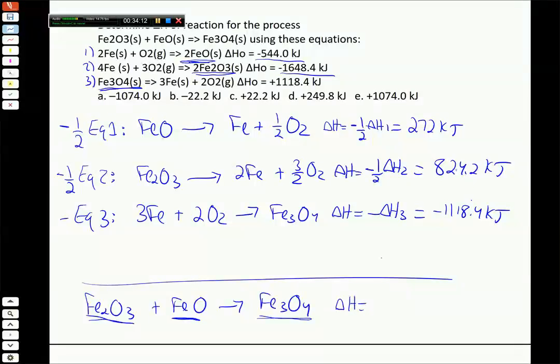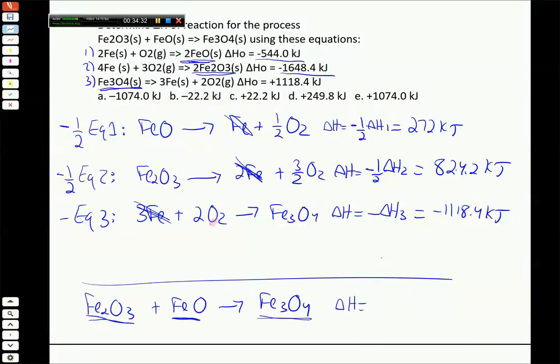So let's verify that they add together correctly. We have FeO and Fe2O3 on the reactant side from these first two equations, and then we have here 3Fe, which is going to cancel out with these three over here. So we have 3 irons on this reactant side, 1 here and 2 here, so when we add the 3 together, the 3 irons all cancel out.